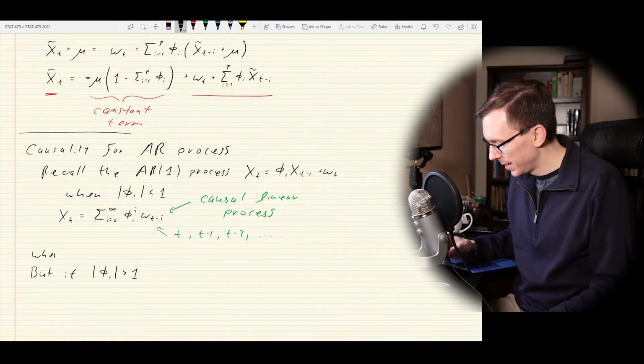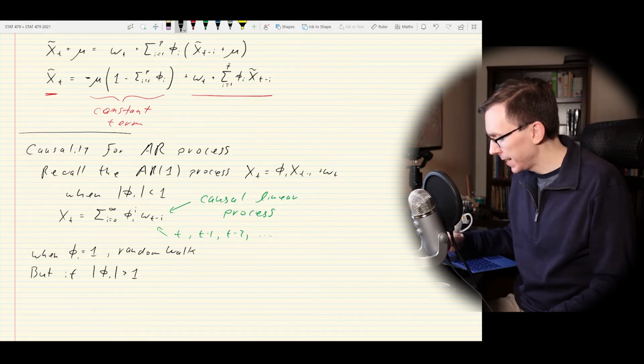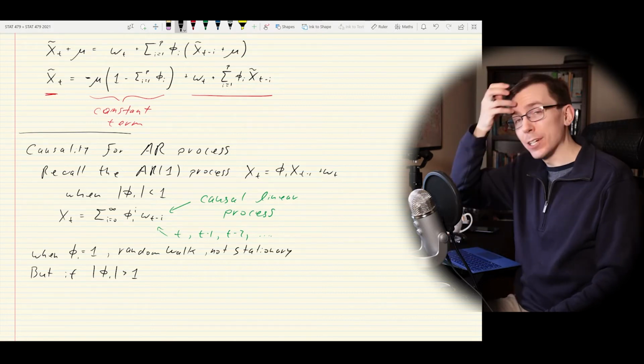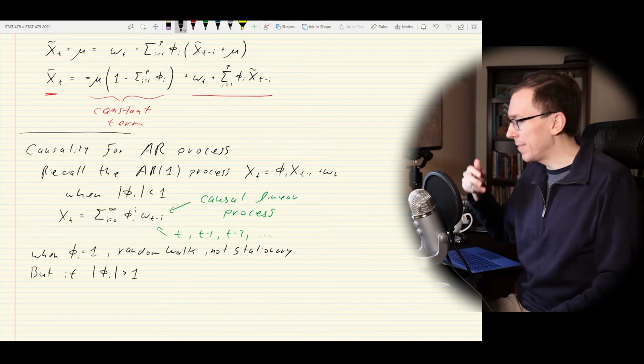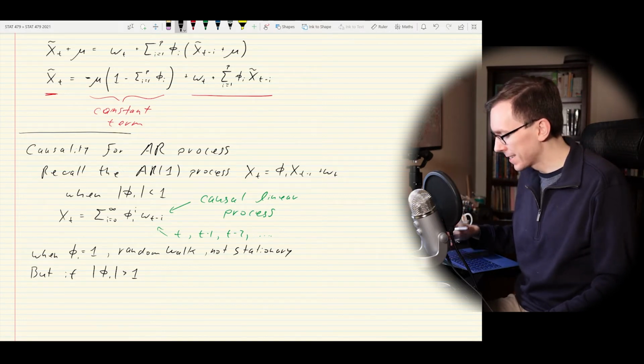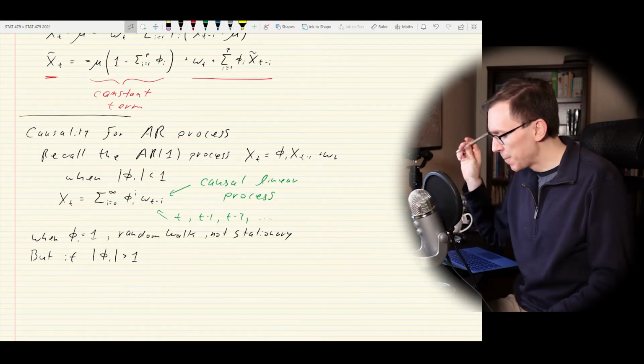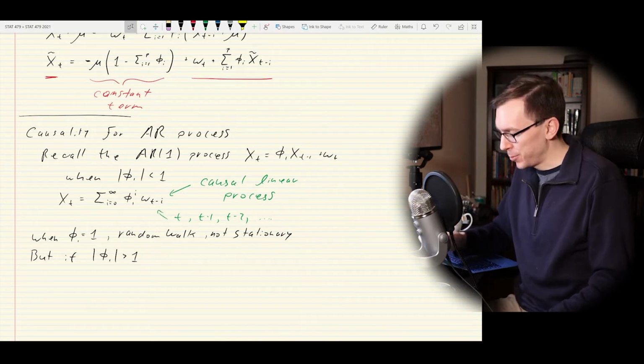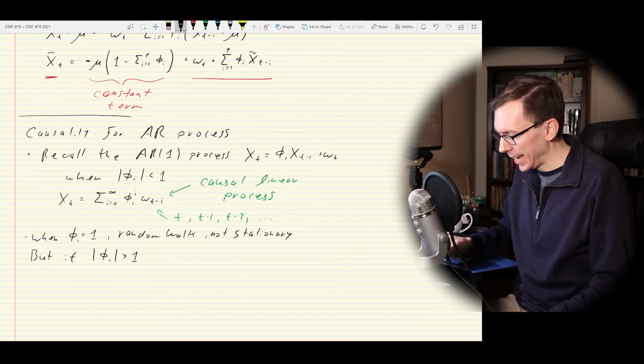I'll say when phi is equal to 1, we have a random walk, which is a very special boundary case, and it is not stationary. I can't write it in terms of that linear process. The whole thing would have infinite variance if I tried to take this thing into the infinite past, that is, take i to infinity. So that's the little middle case.